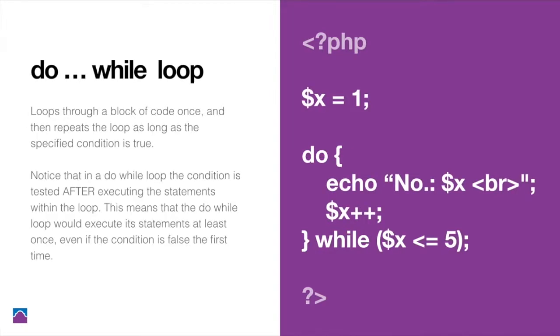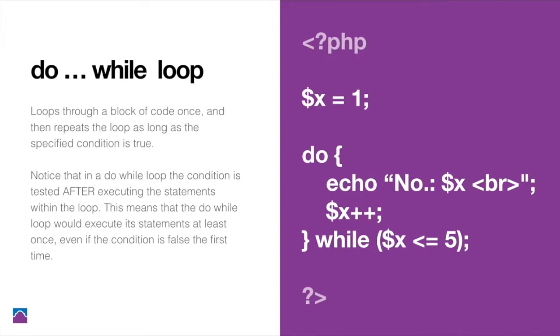Then there's a do-while loop. It loops through a block of code once and then repeats the loop as long as the specified condition is true. So the thing to note here is that it's going to run the first one no matter what. It's not checking any condition until after it finishes the first loop, and then it checks for a condition.